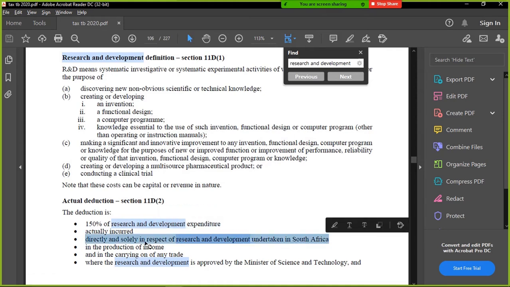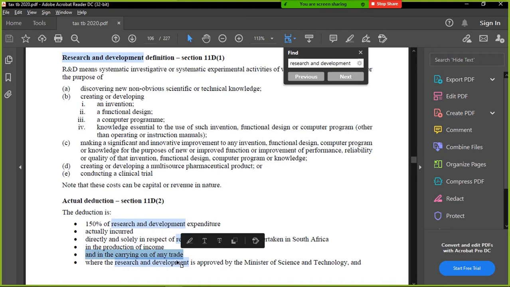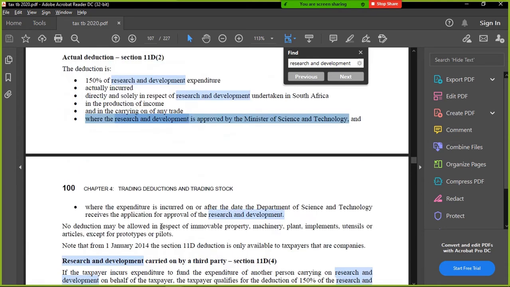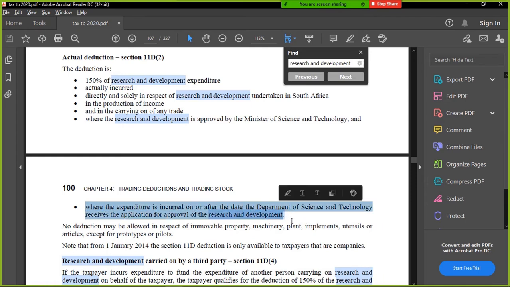So we can tick all of these things. Production of income, carrying on a trade, and where the minister has approved it. Has the minister approved it? Yes, we read that. Do you remember seeing that in the question? Yes. Okay. And then we have a note here where the expenditure is incurred on or after the date the Department of Science and Technology receives the application for approval of research and development. So the expenditure is incurred on or after the date that they've approved it.